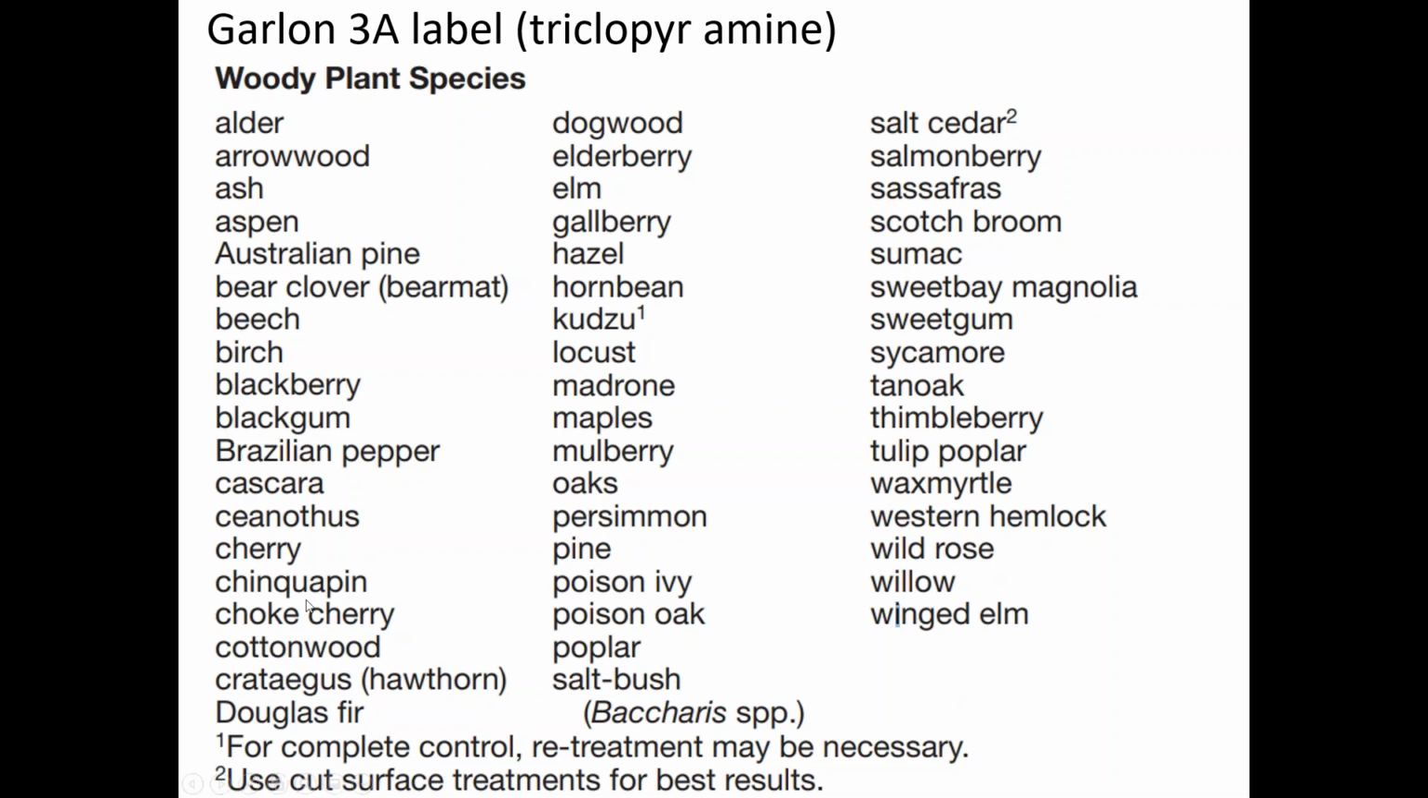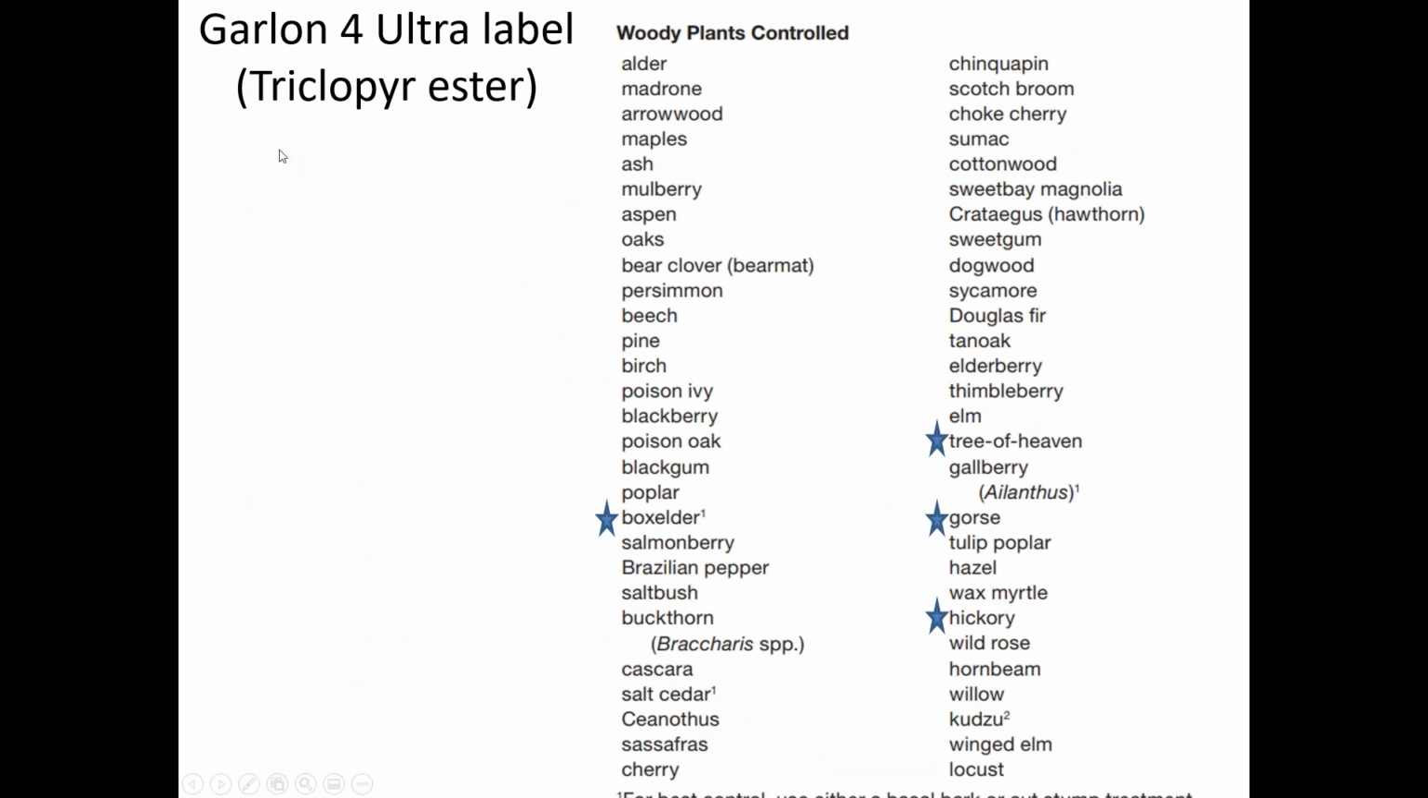But you can see this common set of species, and as we move to the Triclopyr ester label, in this case Garlon 4 Ultra, you can see I've starred additional species that have been added in addition to all the ones that were on the Garlon 3A label. So box elder, tree of heaven, another invasive there, gorse, another western invasive, and hickory, not an invasive, but something they added in. So basically, between the amine and the ester, we have just a few extra species that were put onto the ester label.